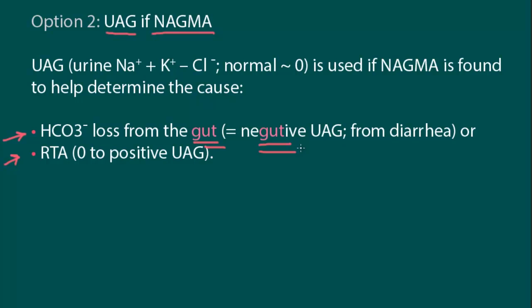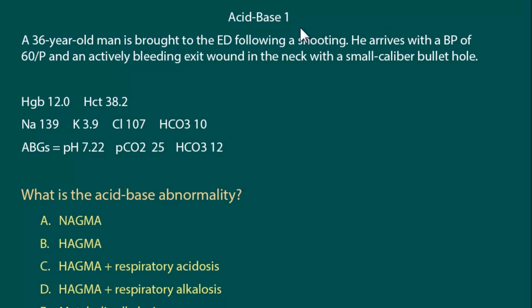Okay, let's do some questions. After I read the questions, stop the recording, try and do it yourself, and then go on to the explanation. Okay, question number 1. We have a 36-year-old man who's brought to the ED following a shooting. Arrives with a blood pressure 60 palpable, actively bleeding exit wound.